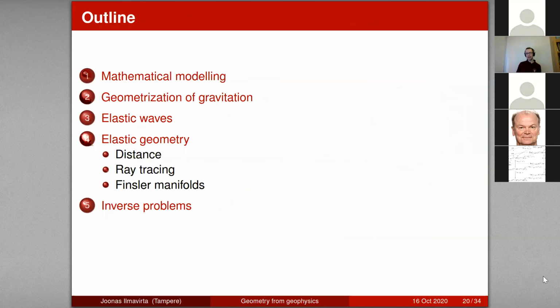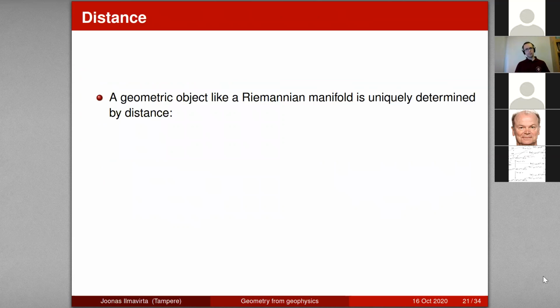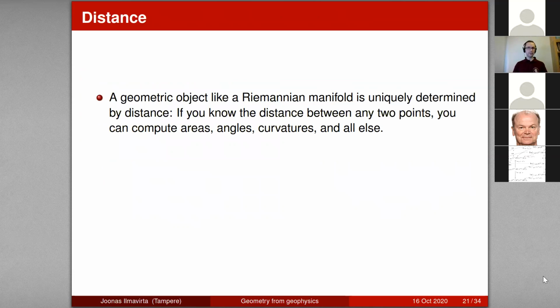Okay, so now that we have something about these elastic waves, we can talk about this geometry. What kind of geometry does this lead to? The basic concept when we're doing geometry is distance. If you have a Riemannian manifold or any other kind of thing, the basic concept is distance. If you know the distance between any two points, then you can compute areas and angles and curvatures and everything else. And this distance is actually also determined with a smooth structure most of the time. So all other things are subordinate to distance. If I want to have a geometry, I should describe what the distance is.